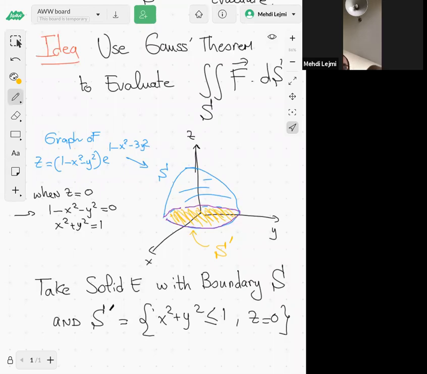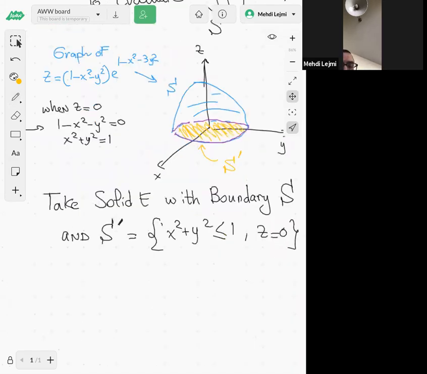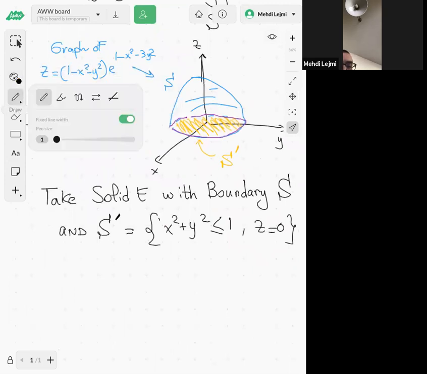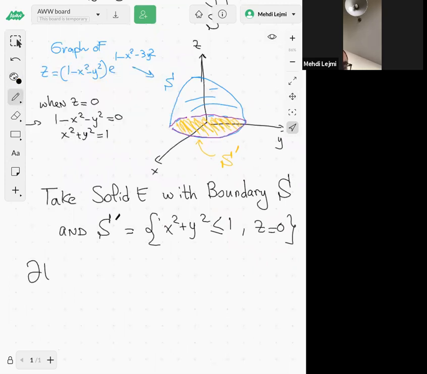So the boundary of E is given by two pieces, the paraboloid and also the disk, which lies on the xy plane, right? Imagine you have the paraboloid and then you glue the disk, so then you get a closed surface. So this is going to be a closed surface.